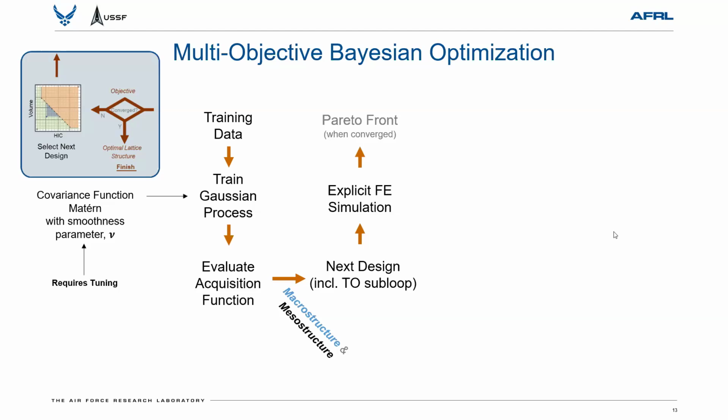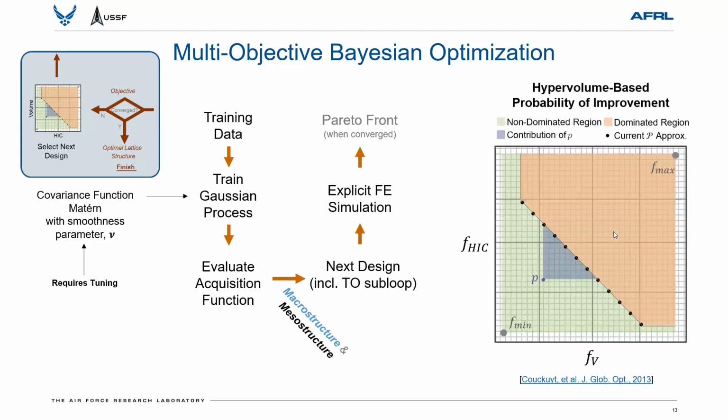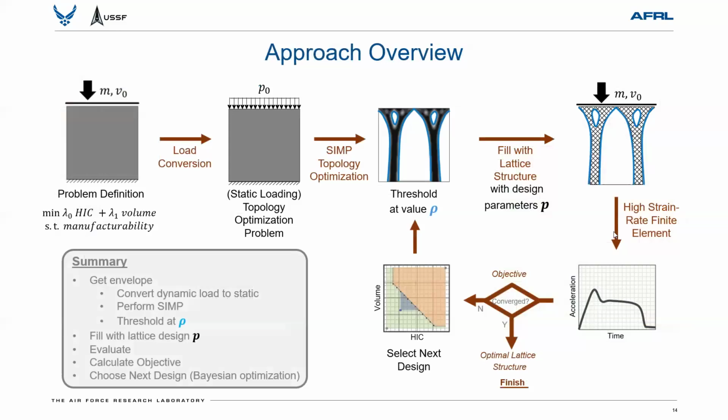I mentioned that we had a biobjective optimization problem. And rather than scalarizing, which is often done, we chose to look at an actual biobjective optimization. For that, we needed an acquisition function that targets not just improving one objective, but improving the Pareto frontier, the set of trade-offs between those two objectives. So for that, we use the hypervolume-based probability of improvement. Basically, the next design is selected in such a way that it will maximize the probability of improving that Pareto frontier. So that's pretty much how the overall flow of things goes.